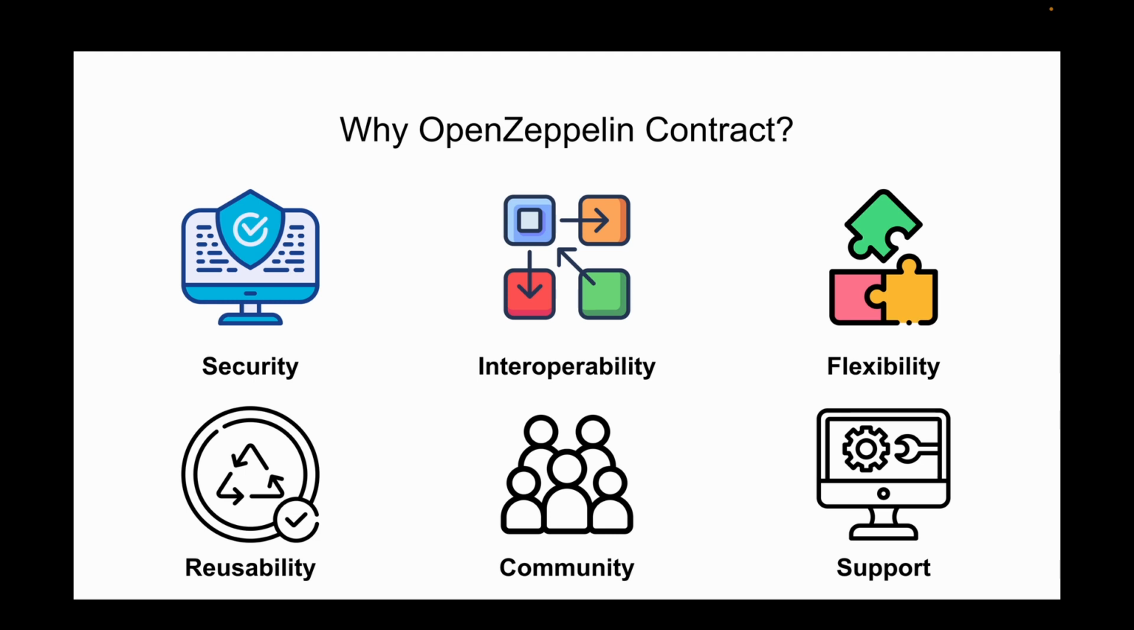Fourth, community. OpenZeppelin Contracts is an open source project with a large and active community. This means that you can benefit from the contributions and feedback of other developers, as well as access to a wealth of documentation and resources. Fifth, flexibility. OpenZeppelin Contracts is designed to be flexible and extensible, allowing you to customize and extend the contracts to fit your specific needs. Lastly, support. OpenZeppelin also provides a suite of tools for testing, deploying, and interacting with your contracts, including the OpenZeppelin CLI and the OpenZeppelin test environment.